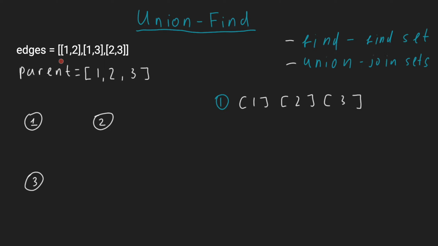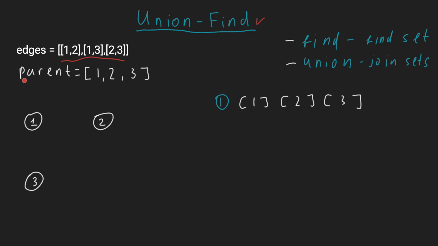Let's take the previous example that we have seen and work on it. We are going to solve this problem using union find, or the disjoint set data structure. Let's remind ourselves what union find is and how exactly we are going to implement it. For our input we have 3 nodes: node 1, node 2, and node 3. For each node we are going to create a separate set.